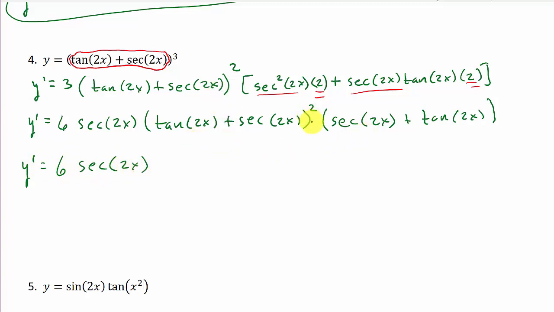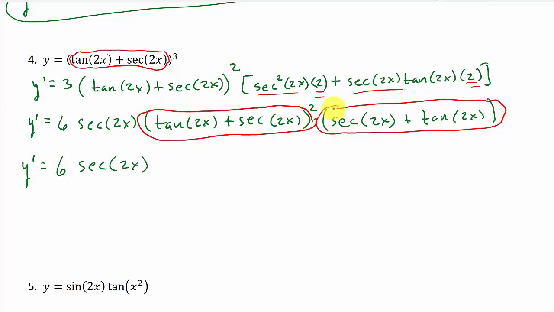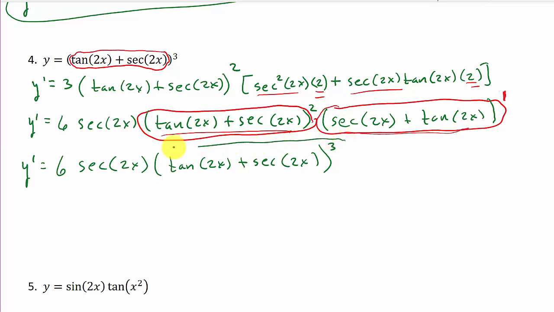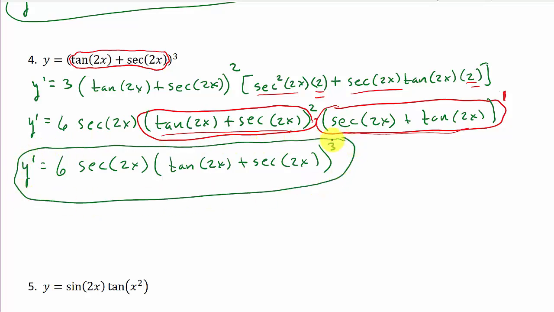You see this, and this is to the first power, right? So remember, when you're multiplying and these are like bases, you add the exponents. So that's going to be times tangent 2x plus secant 2x cubed, because the 2 plus the 1 will give me cubed, and so this will be my answer.